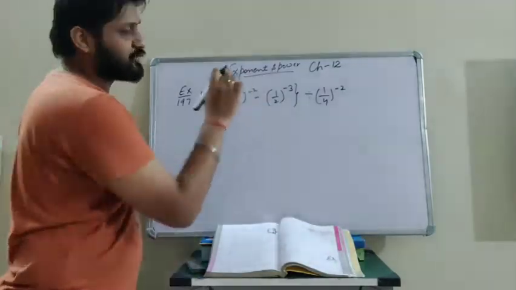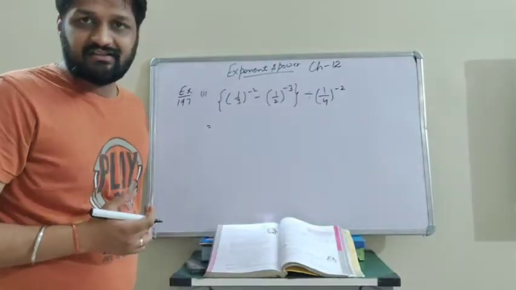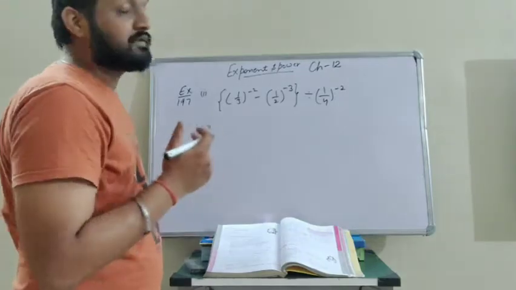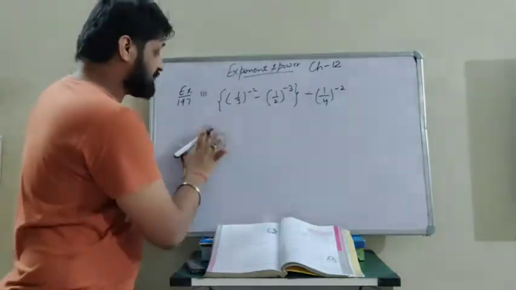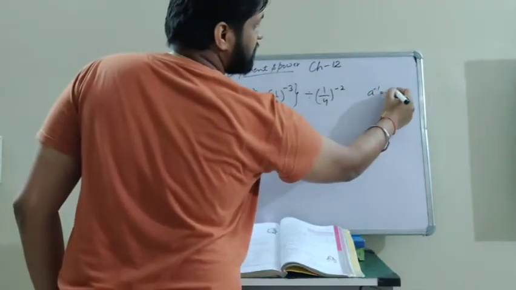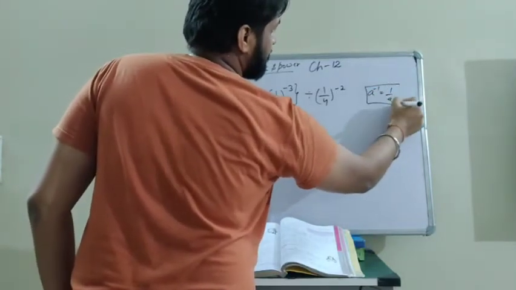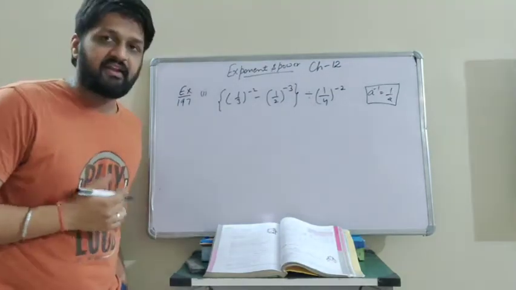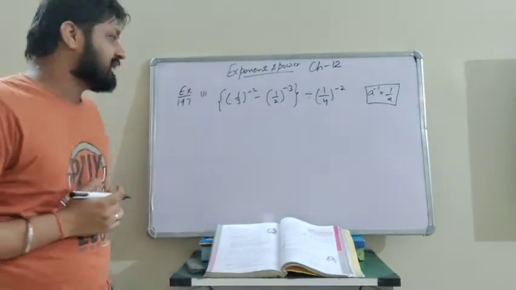Now as we can see, the exponent is a negative integer. So the first step is to convert it into a positive exponent, and we do this by this law of exponents: a raised to the power minus 1 can be written as 1 by a. This is the law of exponents.